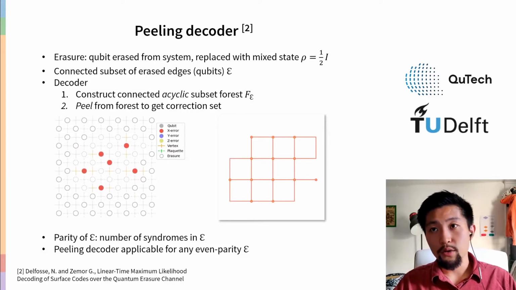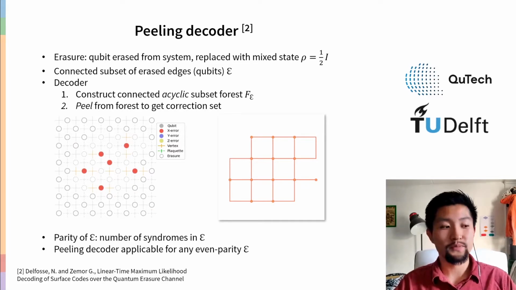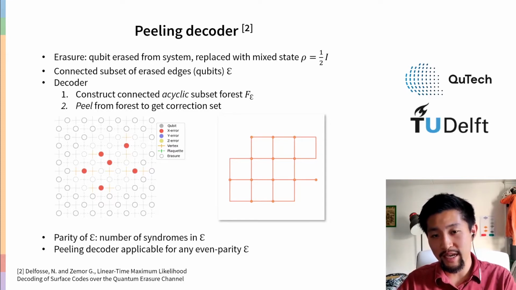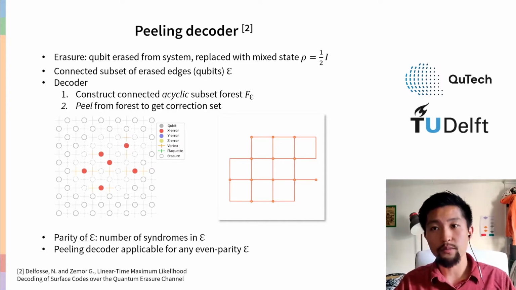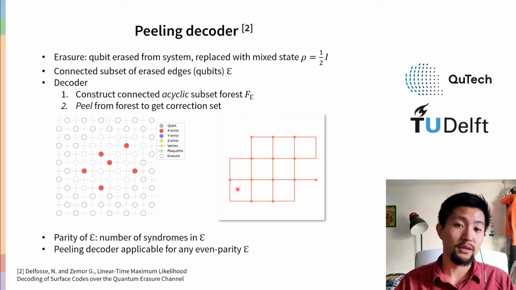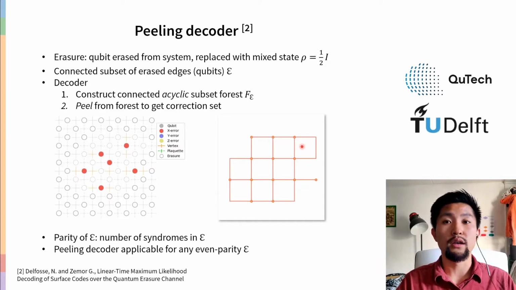So what is the peeling decoder? It actually decodes for a different kind of error, erasure noise. Now, erasure noise is when a qubit is erased from the system, but we can actually detect that it is gone, and we can replace it with a qubit of totally mixed state. So basically, it is just a Pauli error with the additional information that we know it has happened. Now, a subset of erased qubits can be represented by a subset of edges in our graph representation. And an erasure is a connected graph of these edges and vertices.